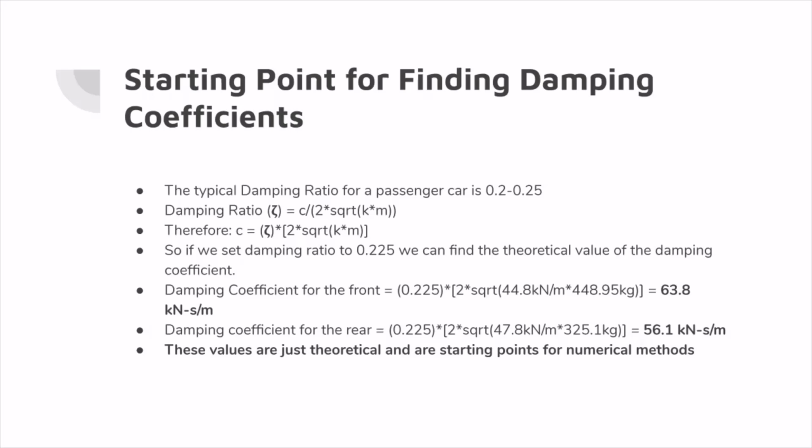The damping coefficient for the front, we found to be 63.8 kilonewton seconds per meter, and the damping coefficient for the rear was 56.1 kilonewton seconds per meter. These values were just theoretical, and they're more starting points for our numerical method.